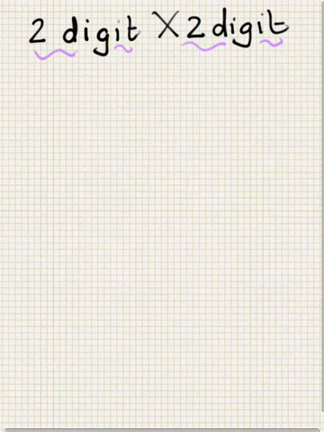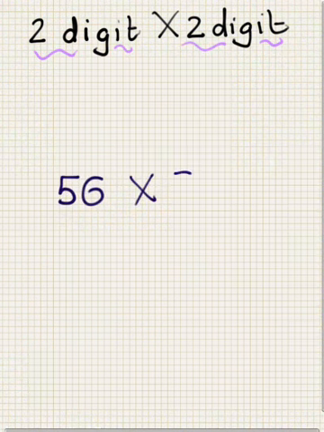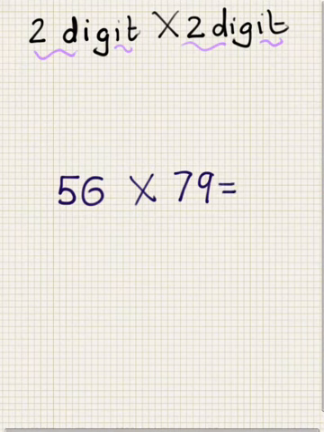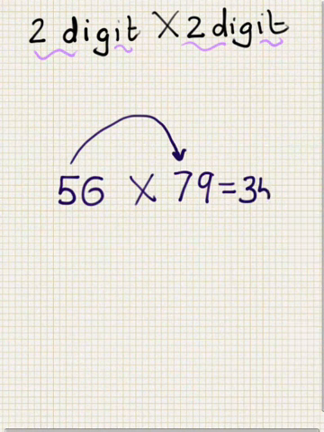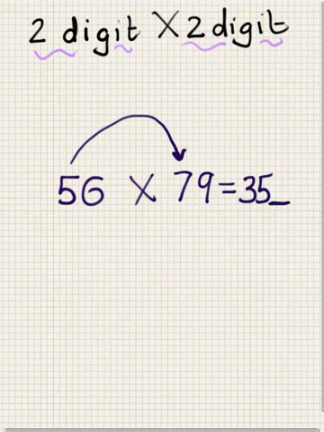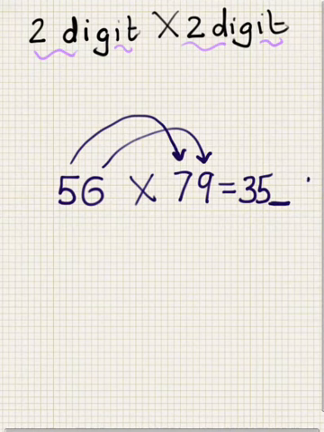Let's have 56 multiplied by 79. So 5 is multiplied with 7. 7 fives are 35, and we have a blank here, and then we multiply 6 by 9, which is 54. So we only put the 4 here and then carry 5 over. Okay, we'll come to that later.